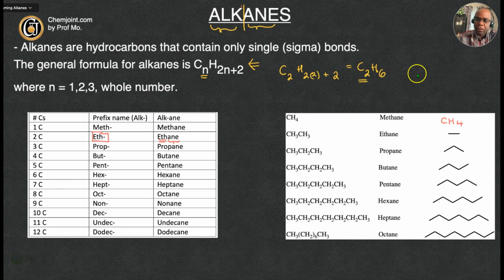Because we said you're gonna go C1H2(1) plus 2, which is CH4. And then ethane with 2 carbons, like I said, is C2H6, written like this as a condensed formula. Ethane, and it's drawn like this in one line.